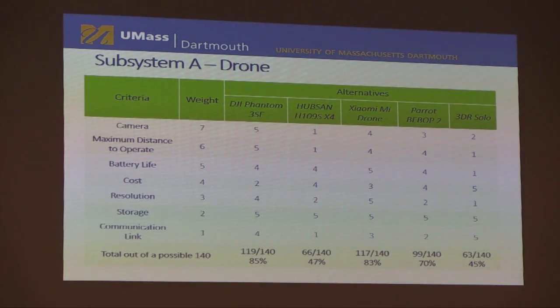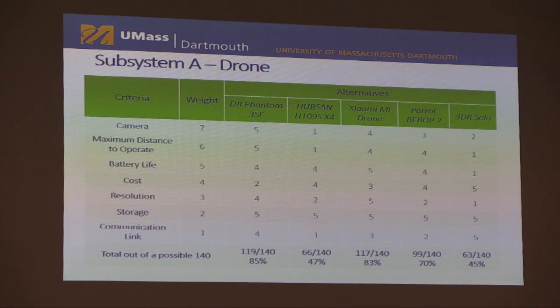This is our decision matrix for the drone. We have 7 categories: camera, maximum distance to operate, battery life, cost, resolution, storage, and communication link. And they're given a weight between 1 and 7. And we have 5 alternatives for the drone, and they're all ranked 1 to 5. And the way we calculated it was we multiplied the rank that each drone got in that category by the weight, and then summed it up for a total possible of 140 points. And the drone that scored the highest was the DJI Phantom.